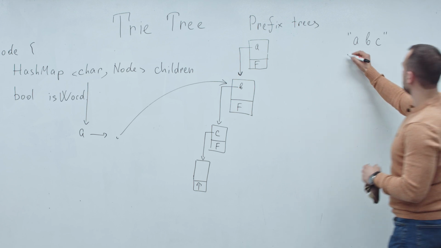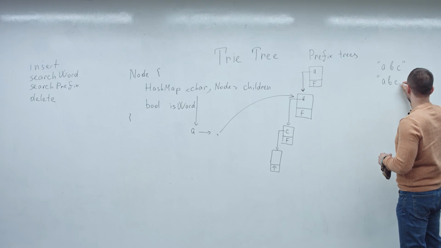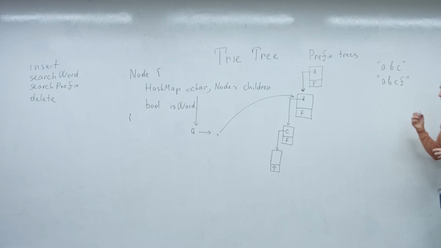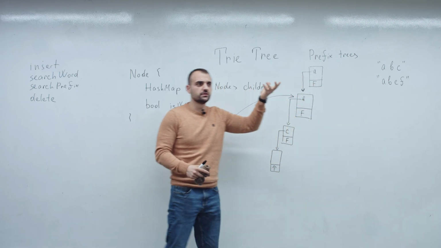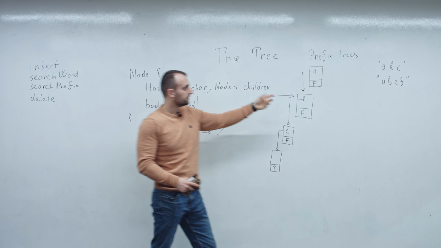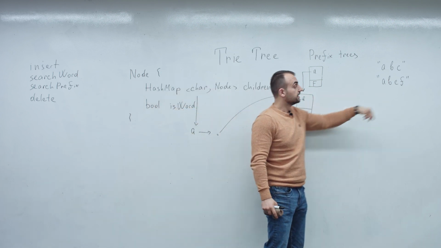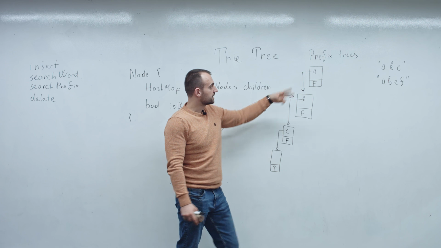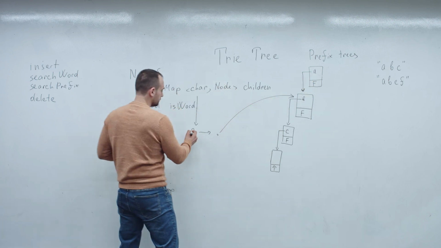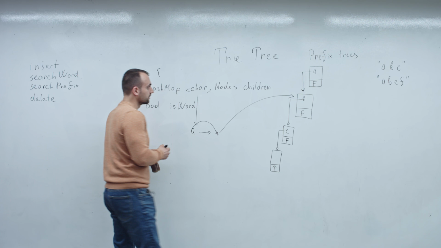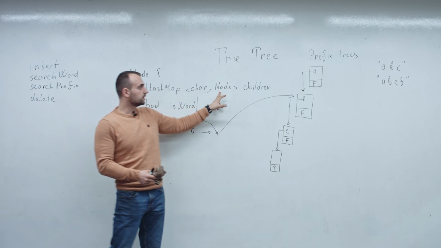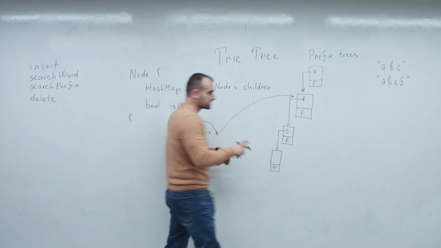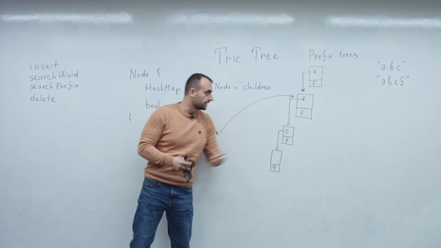Let's just put another word, for example, ABEF. We'll try to insert this string here. So we'll take this A. Actually, at first, we'll try to understand if we have the first character in our root or not. If we do have it, we take this A and go to its node, the value of the key in the hash map. So the node will be this one, which keeps B and F here.